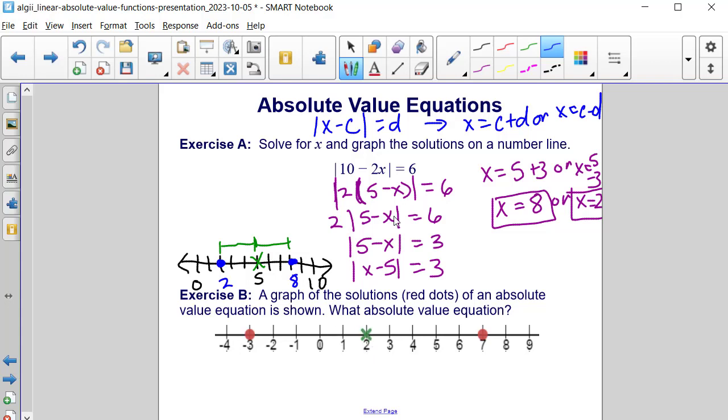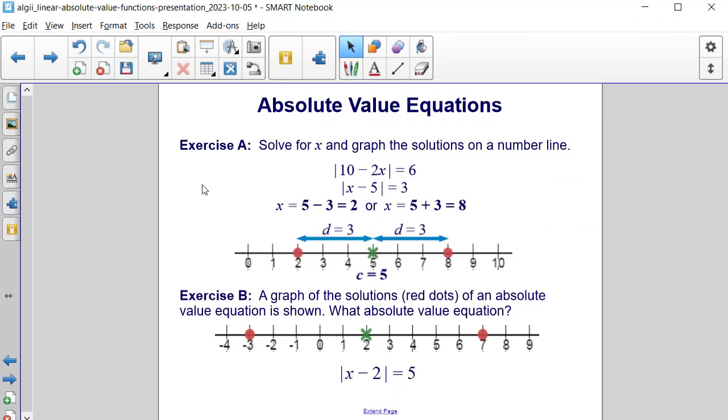And notice the distance from negative 3, 1, 2, 3, 4, 5, and 7, 1, 2, 3, 4, 5, to the center point of 2. So the center point is 2 from negative 3 and 7, and the distance away from the center point is always 5. So we're going to have an equal to 5, because that represents the distance. And then inside the absolute value, we're going to have x minus our center point, which is 2. So this is the absolute value equation that is represented by this number line graph.